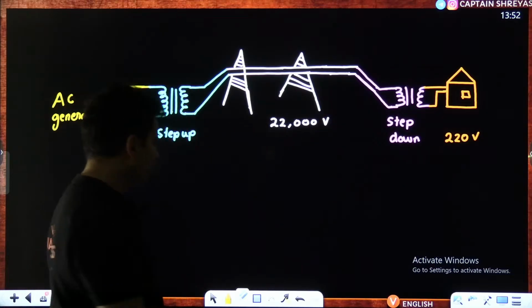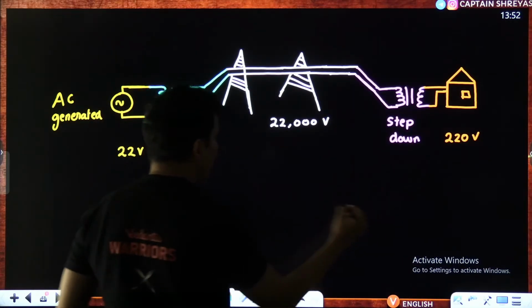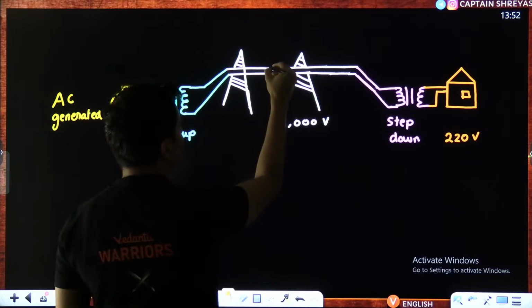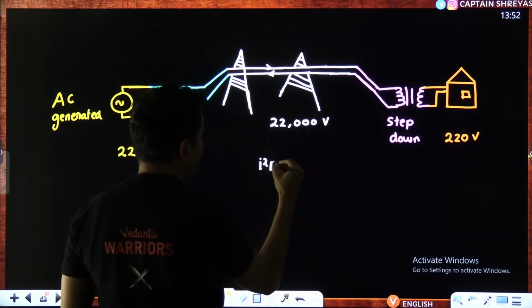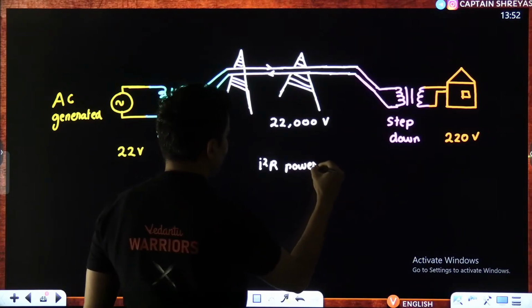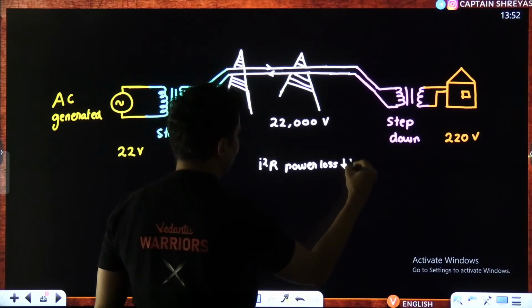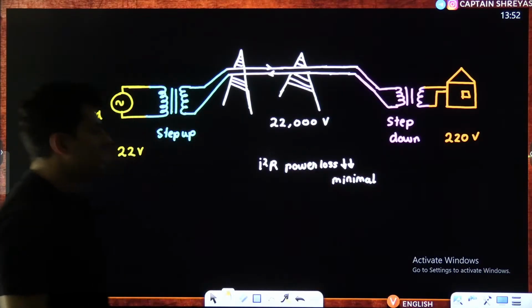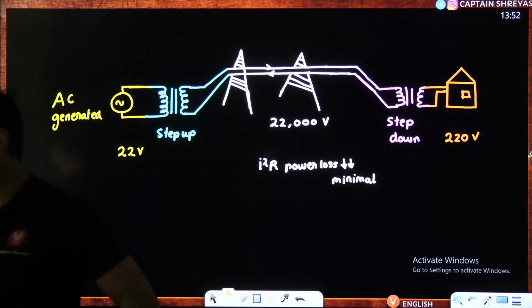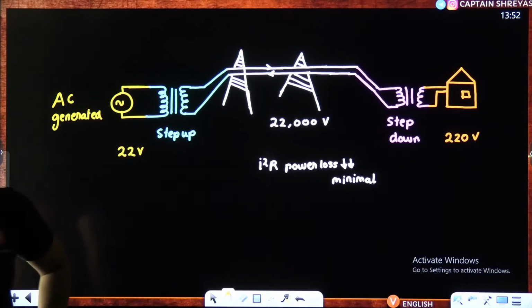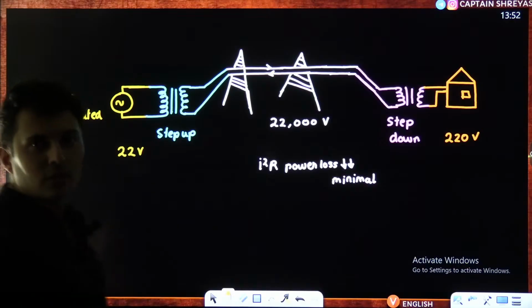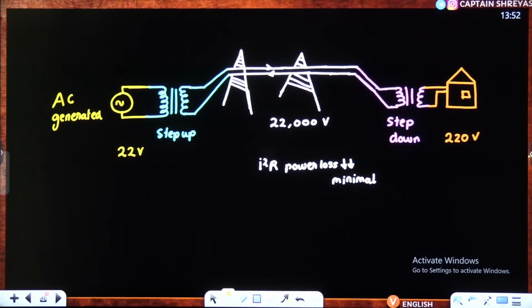Why is this done? The step up process is to reduce the I squared R losses. What happens is the current will reduce. So I squared R power losses are made minimal because of this operation. So very negligible power is lost in that transmission process. Clear? Everybody with me on this? Okay. Awesome.